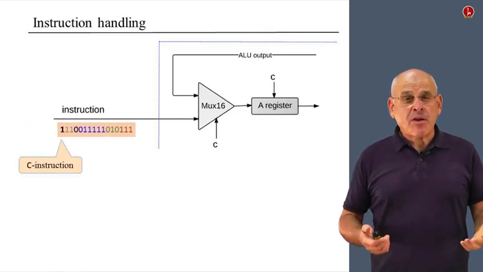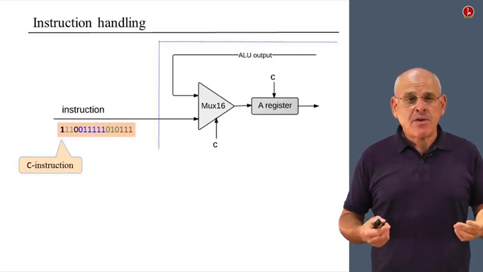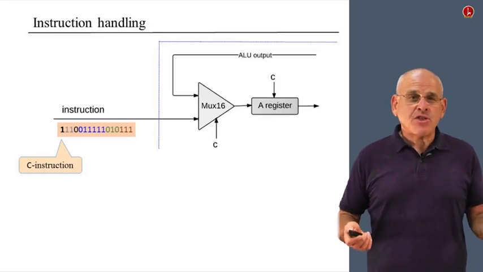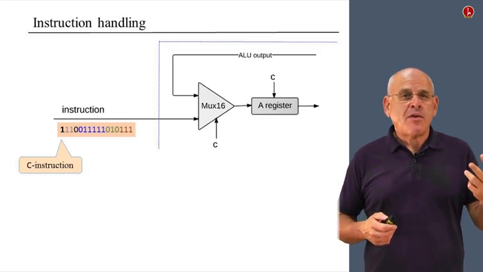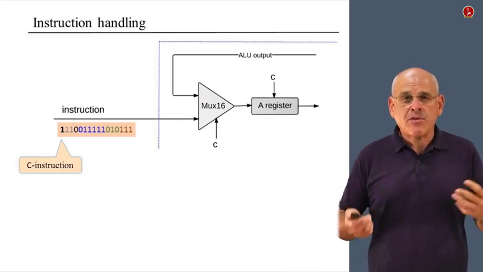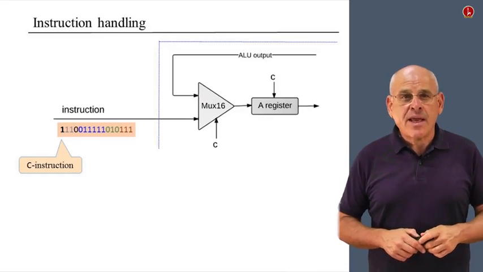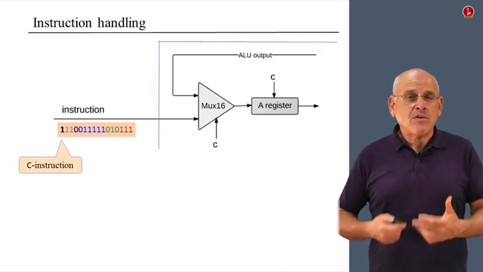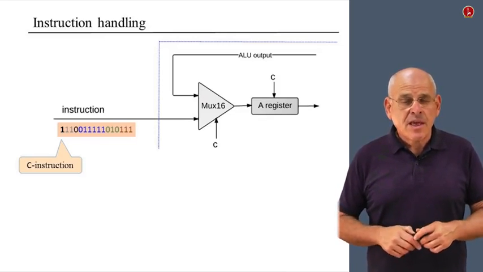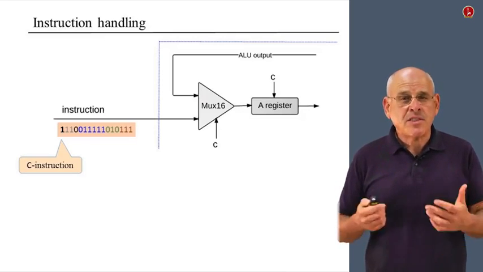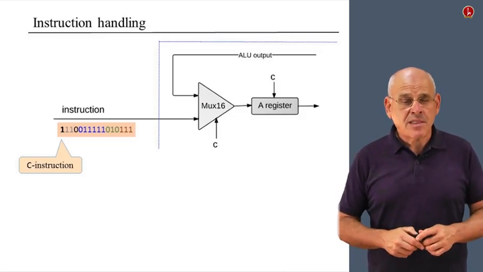Now, the next thing that we're going to look at is how the CPU handles a C instruction, because after all, in this Hack machine language, we have two generic instruction types, an A instruction and a C instruction. So we have to be able to handle any one of these instructions. Well, the C instruction, like the A instruction, consists of different fields. And the first field is the opcode, which happens to be 1. This is how the CPU can tell that this is a C instruction.